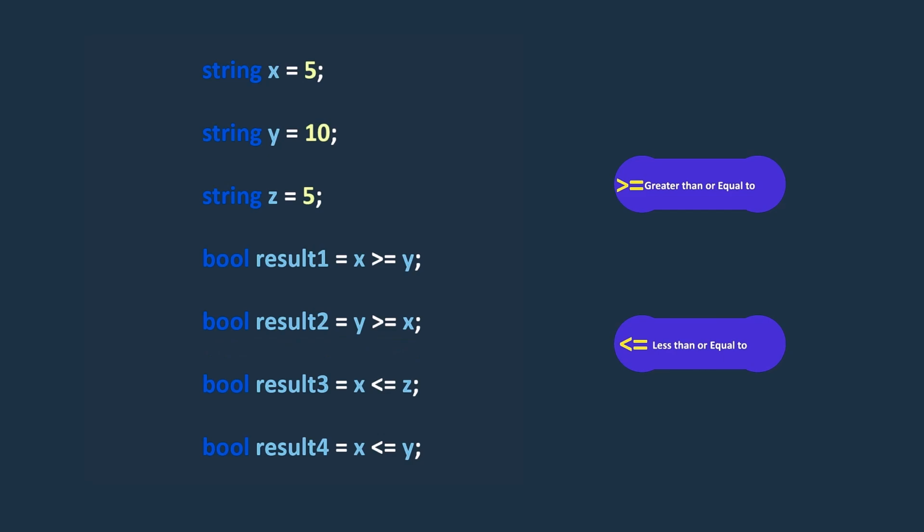But since x and z have the same value of 5, x is less than or equal to z. On the other hand, 5 is less than 10, so x is less than or equal to y, and result 4 also would be true. Okay, done.